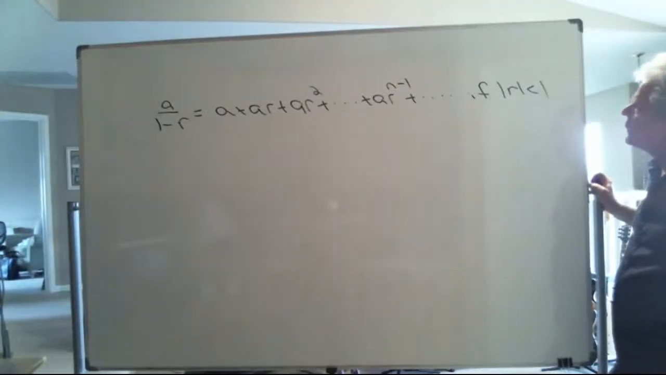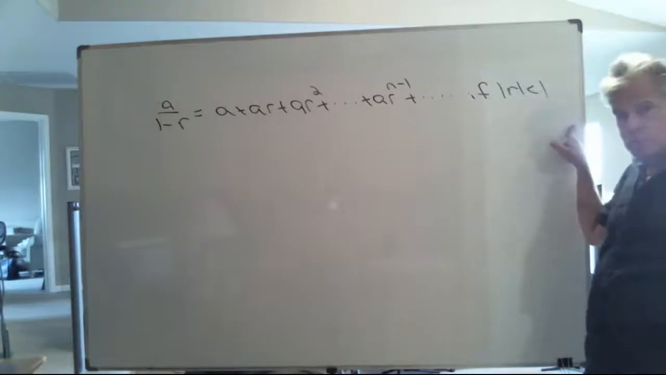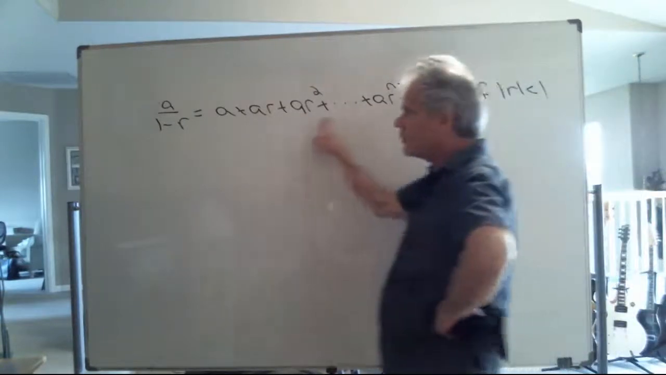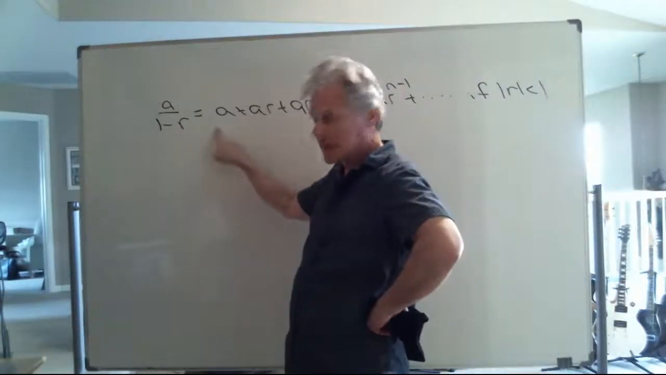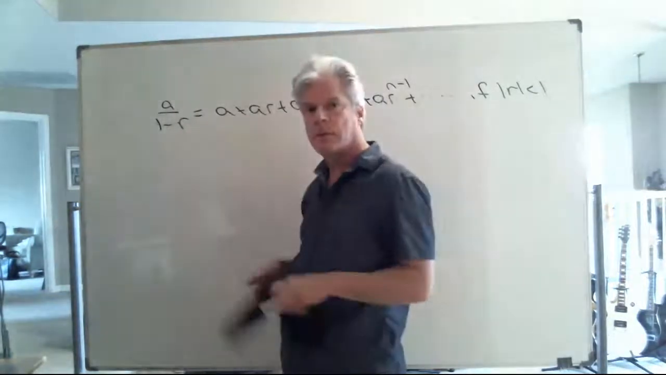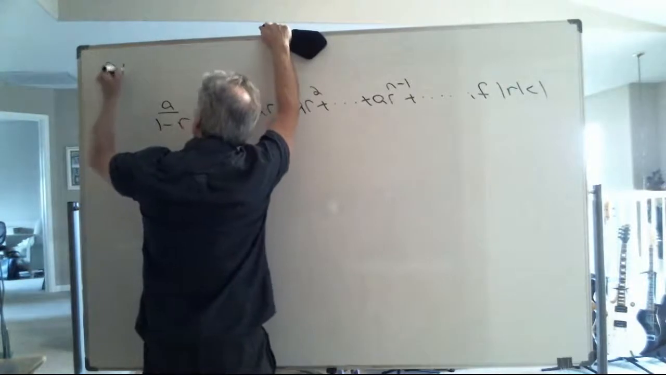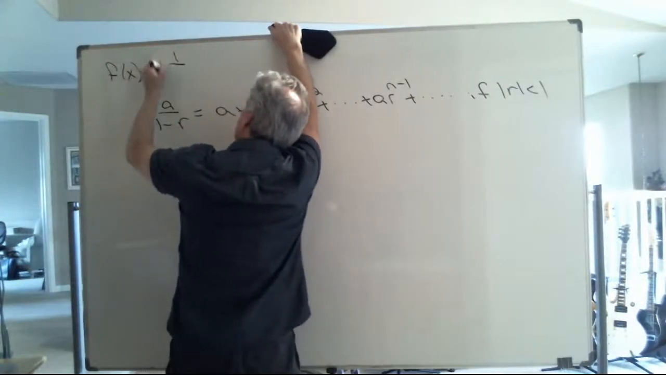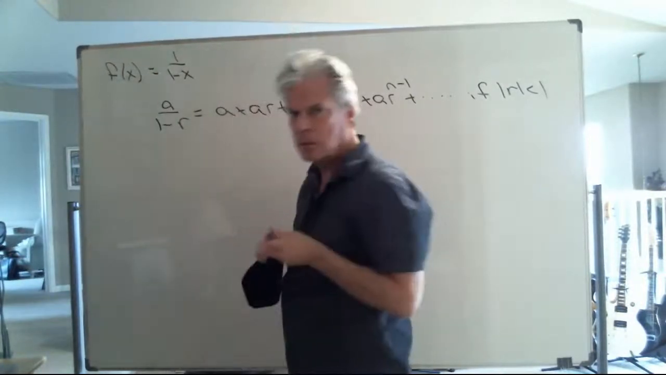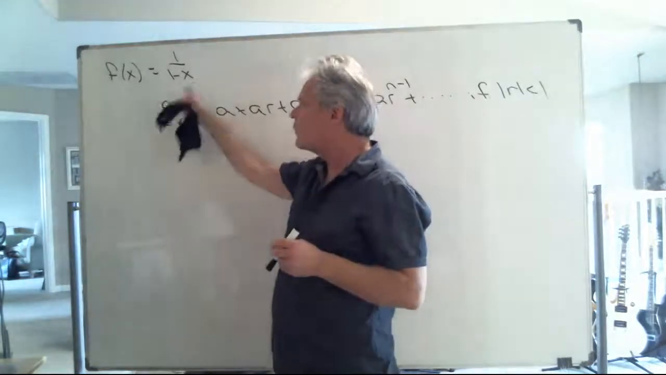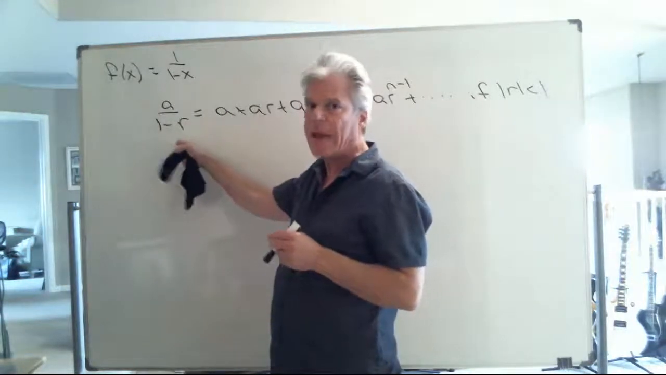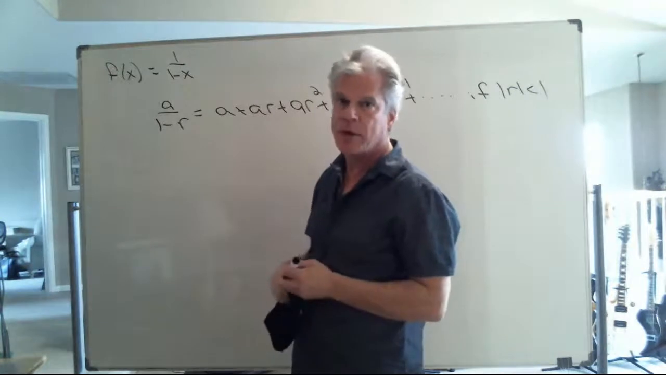So repeating myself, if the absolute value of r is less than 1, then this infinite geometric series converges. And in particular, it converges to that. Now, if I take a peek at a function whose output is this, notice that this expression is nothing more than that expression, if with the latter I replace a and r with 1 and x respectively.